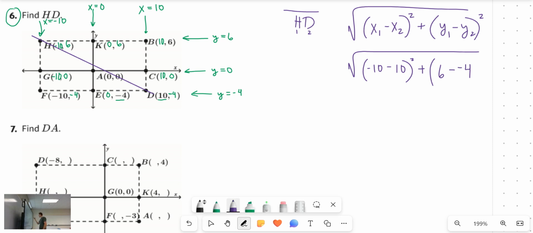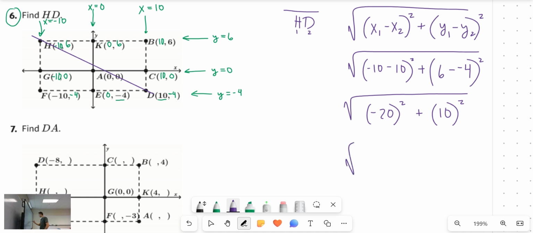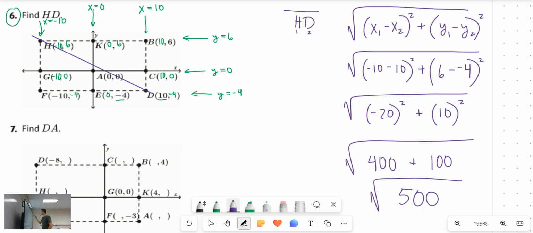Let's just evaluate what's in the parentheses. -10 minus 10 is going to be -20, and we'll keep the squared up there. And then 6 minus -4 is the same as 6 plus 4, so that's just going to be 10, and we'll keep the squared up there. Now we're going to evaluate the squares. So -20 squared is -20 times -20, positive 400. And then 10 squared is 100, so plus 100. So the length of this segment is the square root of 500.